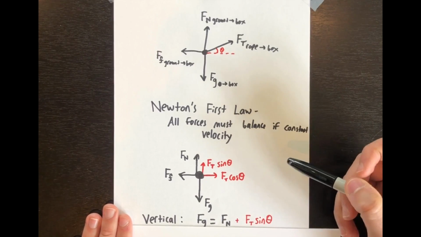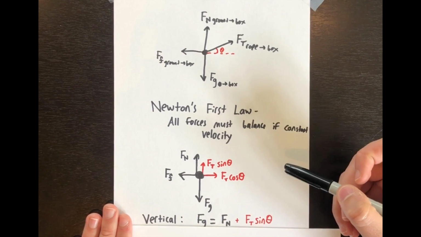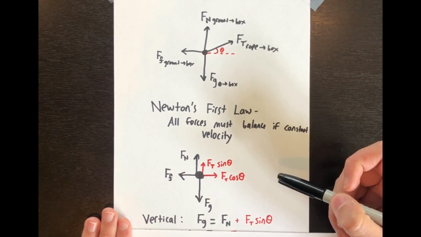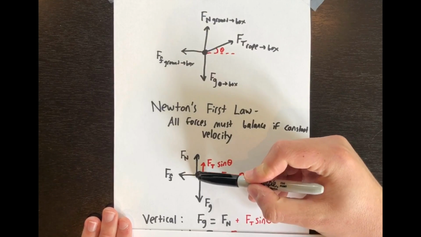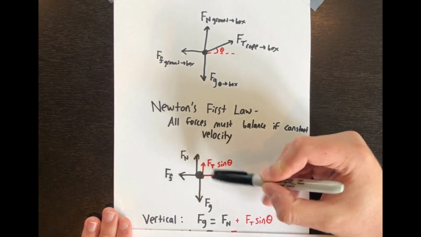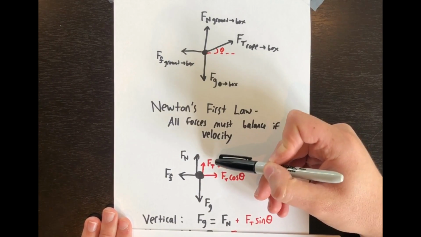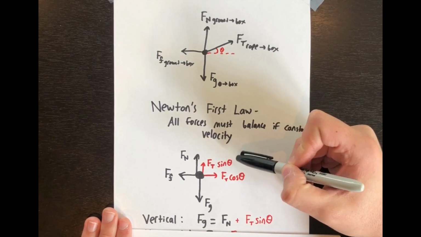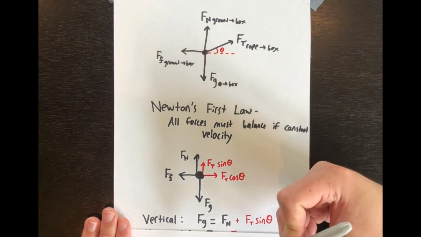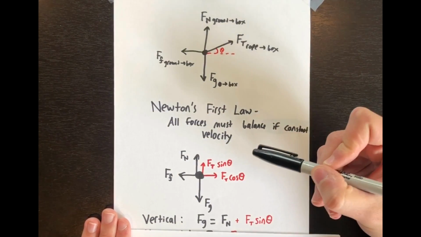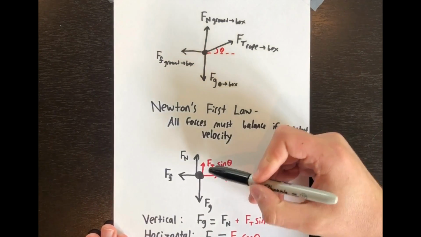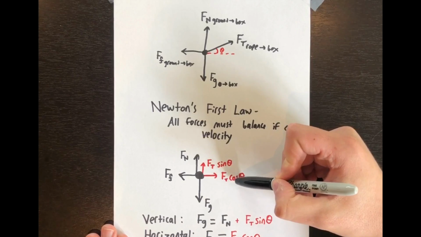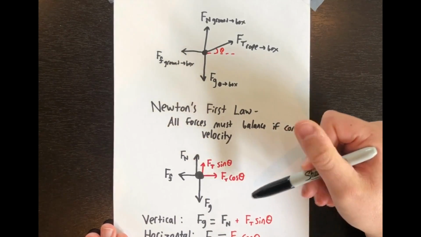Now, since we know the forces have to balance, since it was moving at a constant velocity, we can set up some equations. So to balance the vertical force, we know that the force of gravity has to equal the sum of the normal force and the force of tension times the sine of theta. So basically all downward force has to equal all the upward force. Horizontally, we know that the force of friction has to equal the force of tension times the cosine of theta. Just left has to equal right.